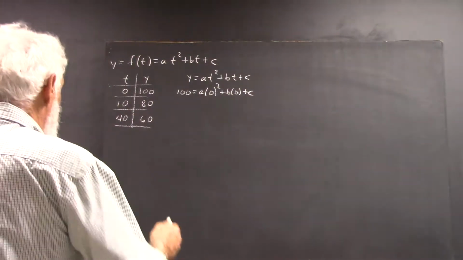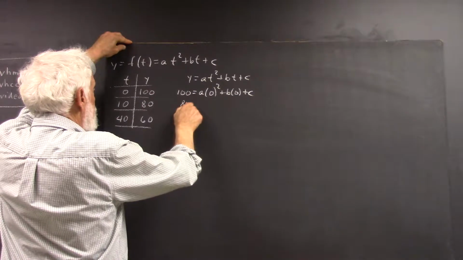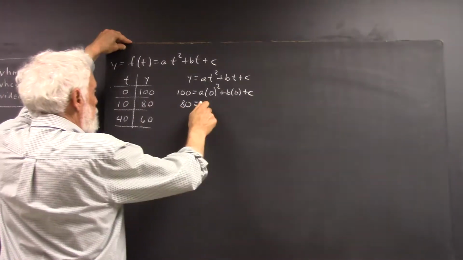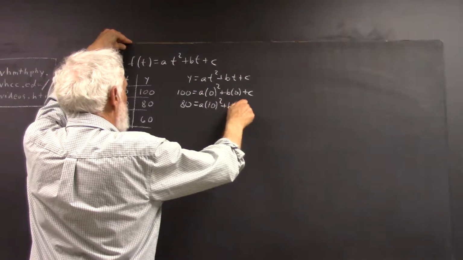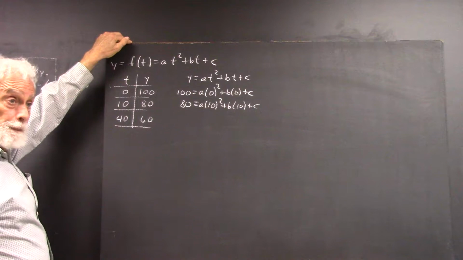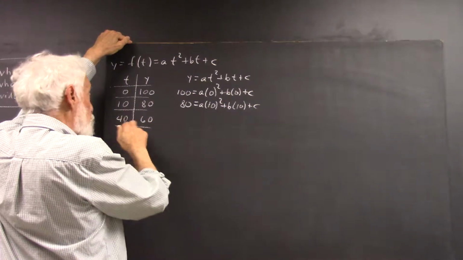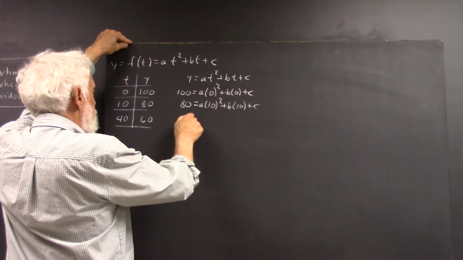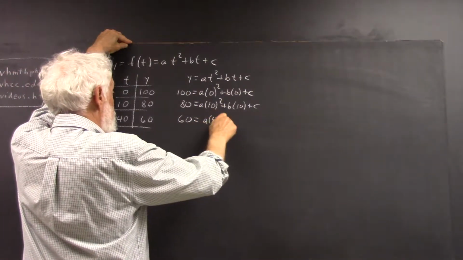Okay, well, this is a simple enough step. Y is 80, so Y is going to be 80. And T is 10, so we're going to have A times 10 squared plus B times 10 plus C. Right? And then here we've got T is 80, T is 40, and Y is 60, so we're going to put 60 in where Y is, and we're going to put 40 in where T is.